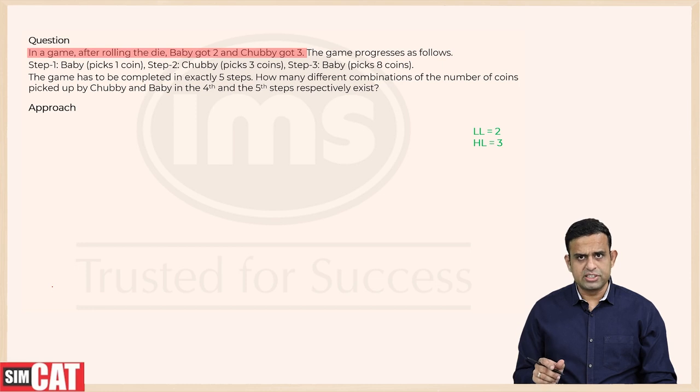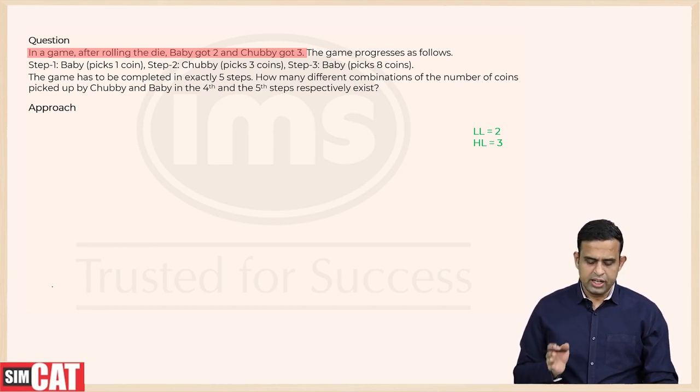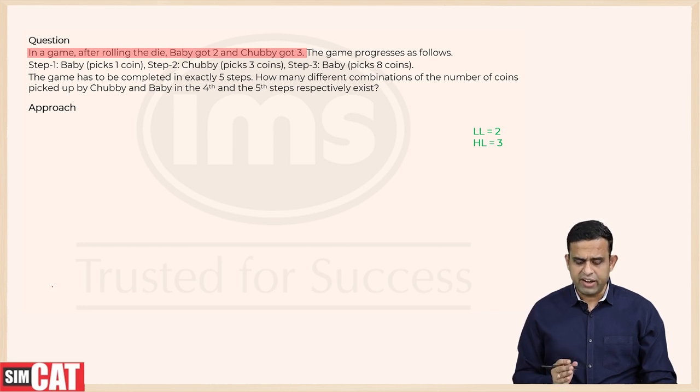And the game progresses as follows. In step number 1, baby picks 1 coin. In step number 2, Chubby picks 3 coins. In step number 3, baby picks 8 coins, and so on like this. And they are saying that the game has to be completed in exactly 5 steps.